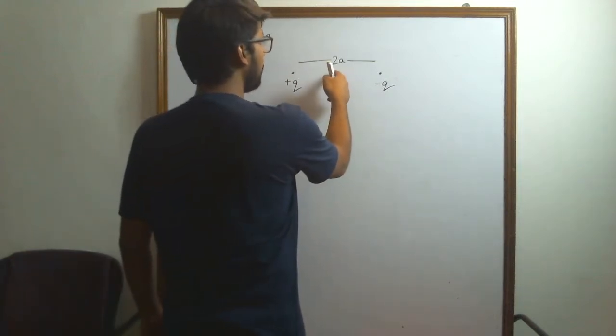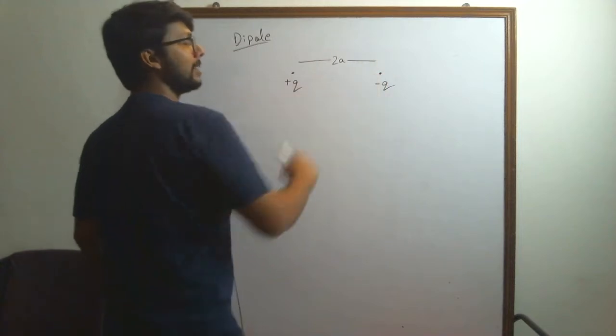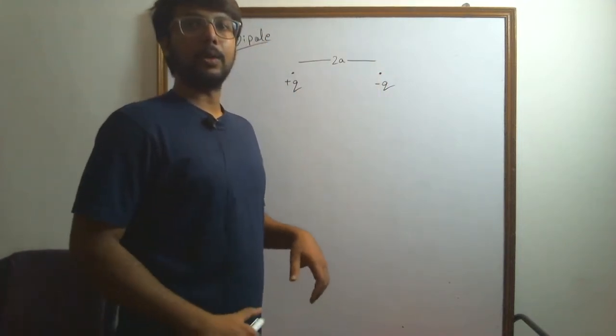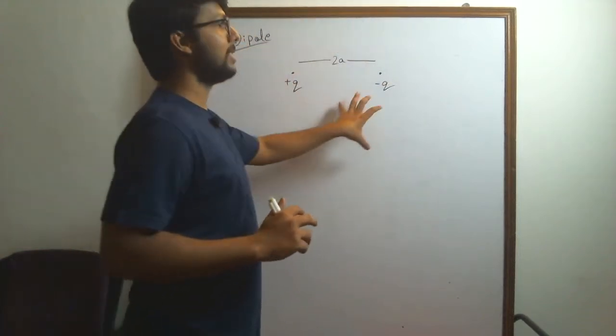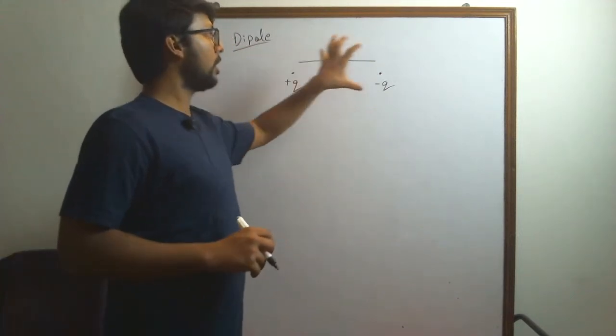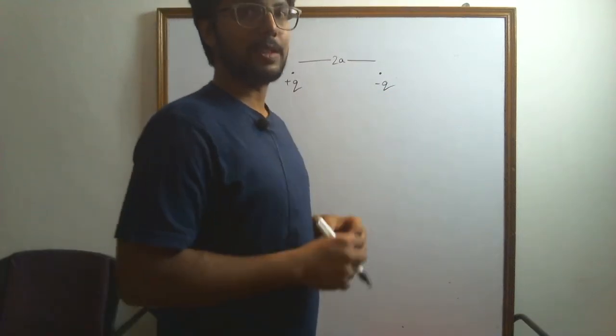Because from the midpoint of both of these charges, the distance is equal. So in total we are saying that the distance is about 2a, right? Again, this is what this system is, what we call a dipole. Okay, not a single charge, not any distance, but a fixed distance between these charges.